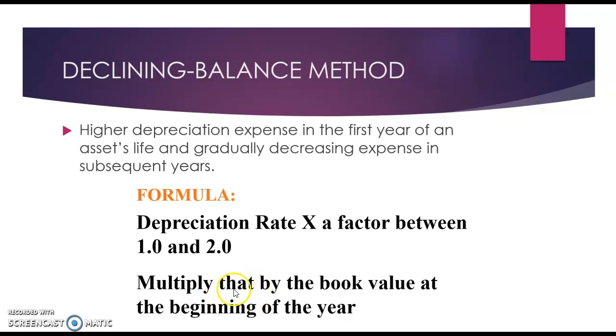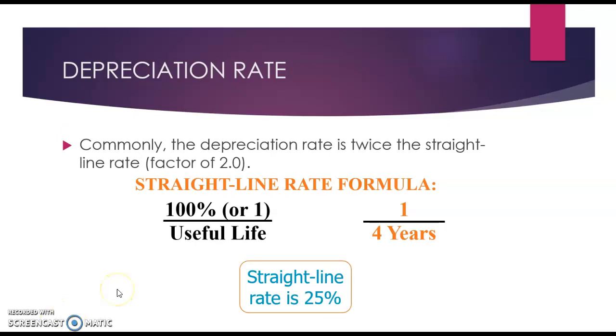Then we take that new, doubled rate, and that rate is going to stay the same every year. But the amount that we multiply it by will go down as the accumulated depreciation goes up and the book value goes down. So we need to figure out the straight line rate first, and that is done by taking a 1 on the numerator and our estimated useful life in the denominator.